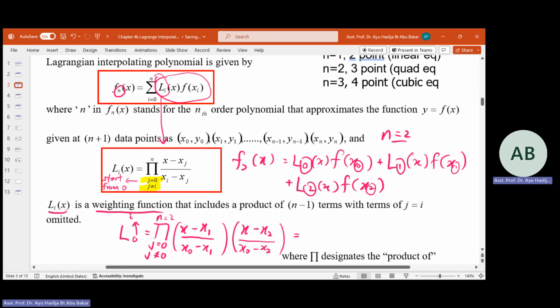Any question up to here? This is how you should expand the equation. I explain first how to expand and the formula; later we'll do exercises.